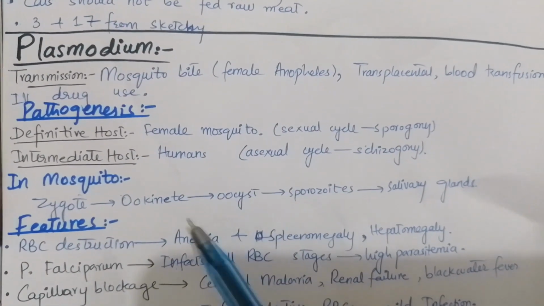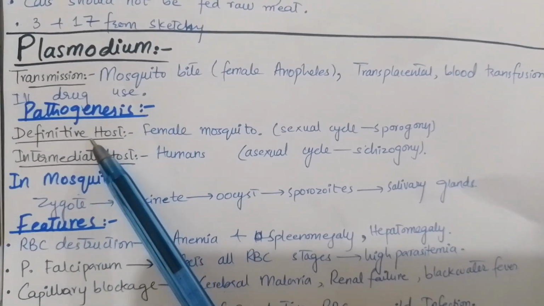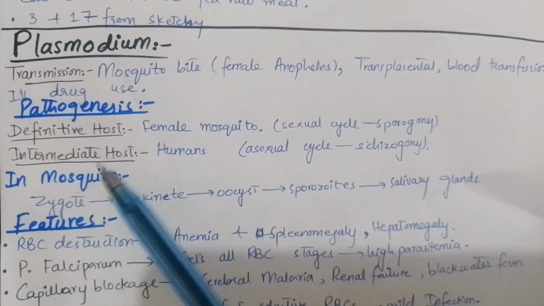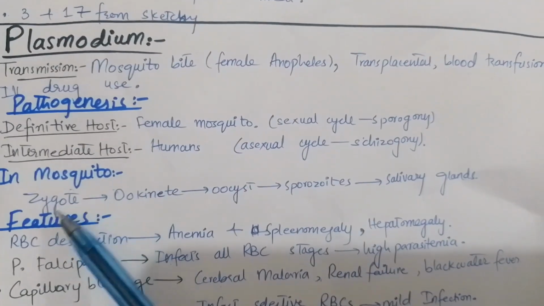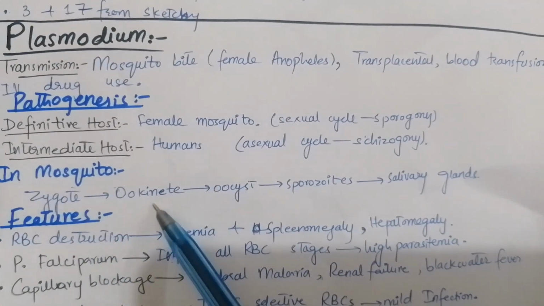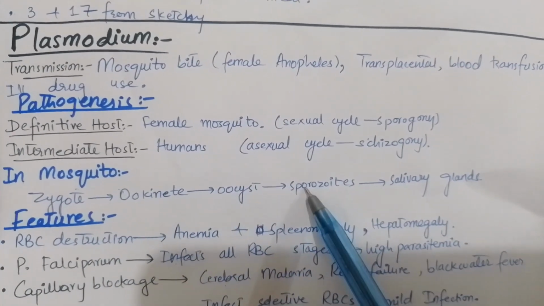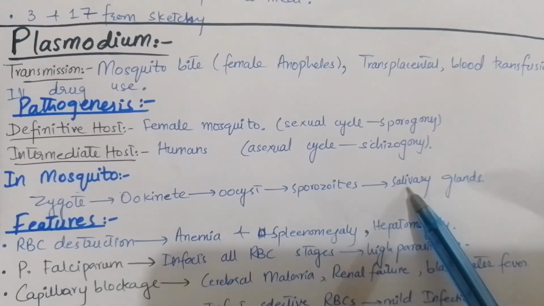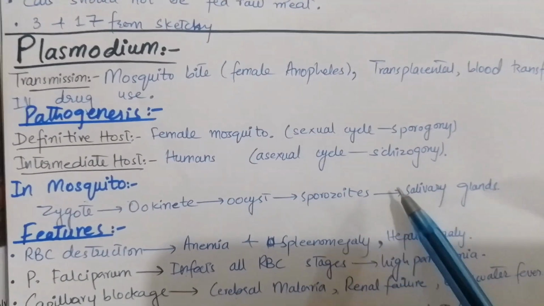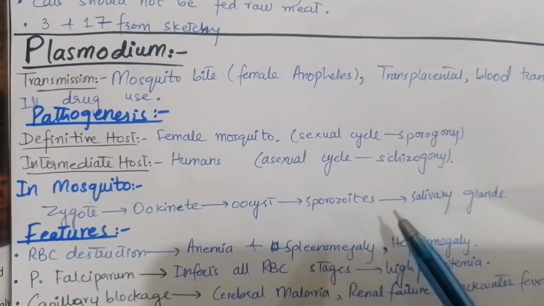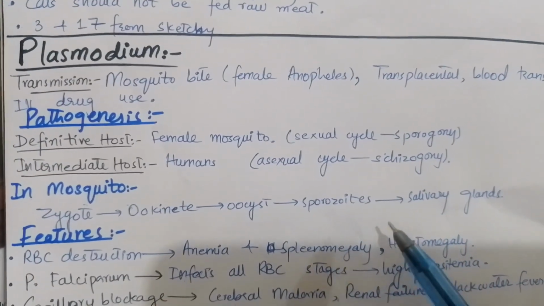So some more important points: the definitive host is the female mosquito, the intermediate host is the humans, and mosquito के अंदर भी जो life cycle होती है, that is zygote से ookinete बनता है, ookinete से oocyst, oocyst से sporozoites, and sporozoites travel to the salivary glands and then the mosquito is matured and adult and then it bites the humans and all the cycle which I discussed continues.